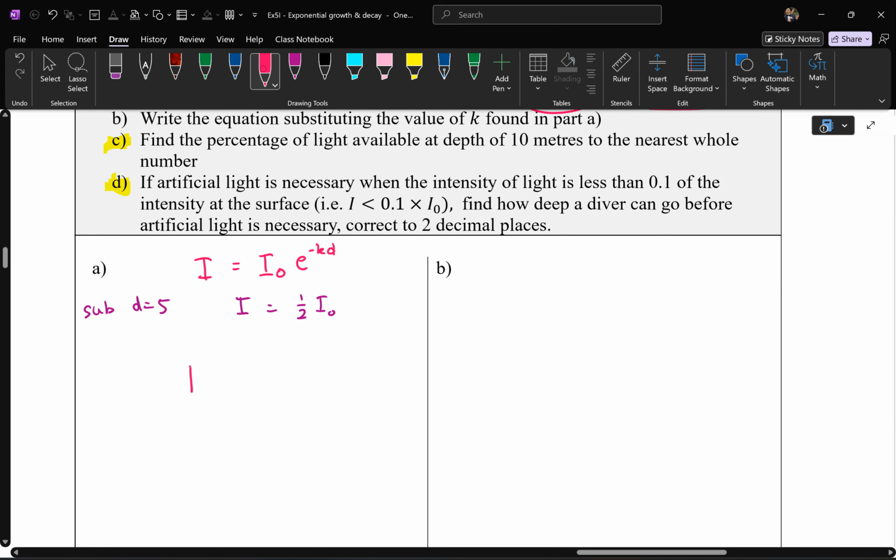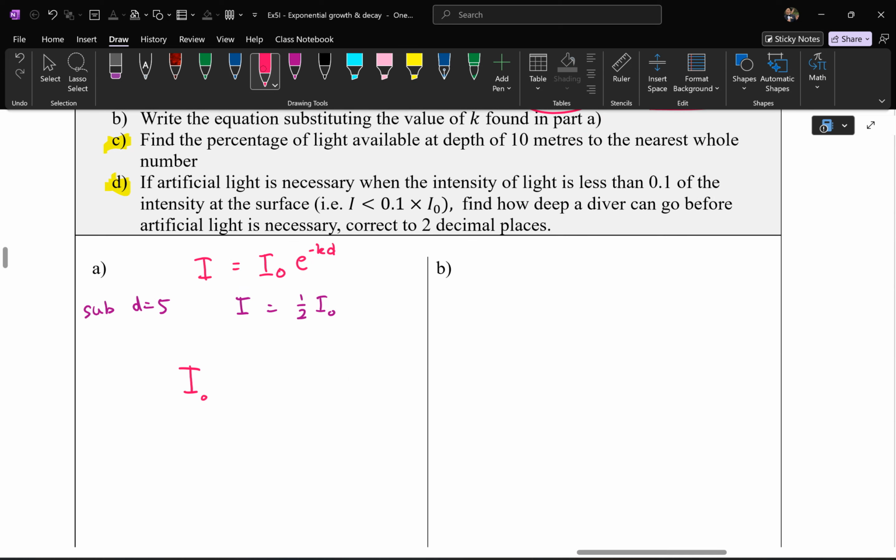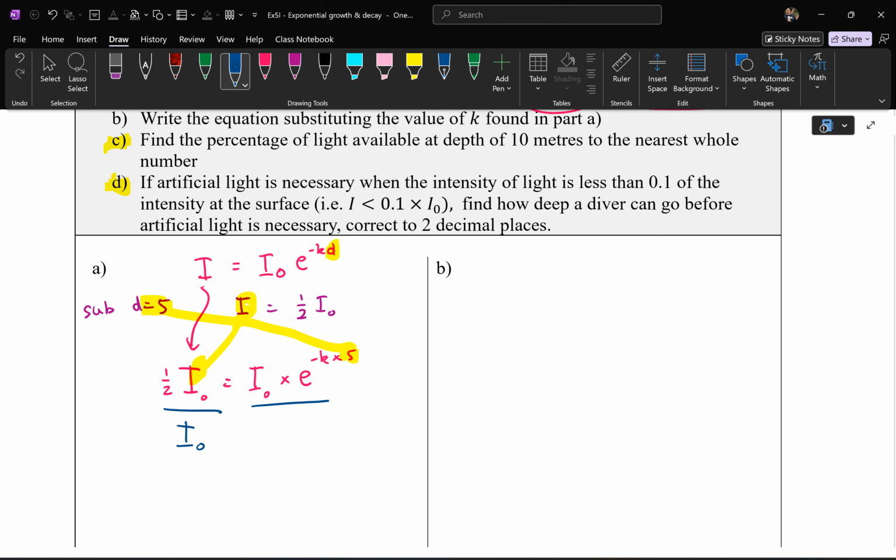I get half of I naught, because the I becomes half of I naught, is equal to I naught times e to the power of negative k times 5. You see that? I'm just substituting D. So D is 5, it's over there. And then this I, I'm substituting over here. What's nice is that in these kinds of problems in your textbooks, you can divide both sides by the initial amount and they cancel out nicely.